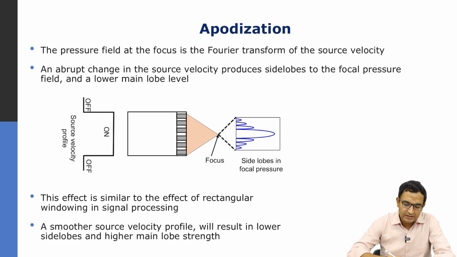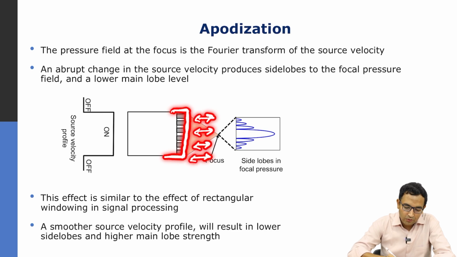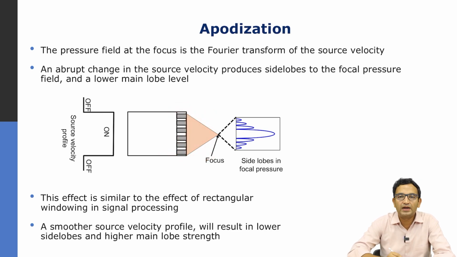But if this is a single element transducer, I cannot really change the profile. The entire aperture is oscillating in a very similar manner, and so the profile will be rectangular. I cannot do anything to change it. But if I have an array, I can apply what is called apodization, and using this Fourier transform relationship, I can reduce the side lobes.